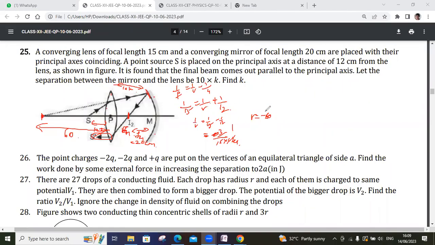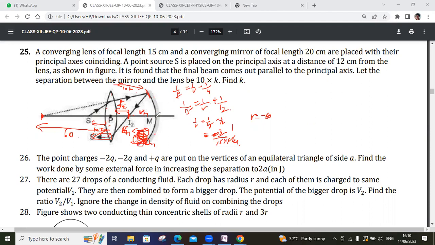So we got as minus 60. Actually, here the image is formed here and it is going parallel. It means for this lens, this ray should be going through focus, correct? So this is f of the lens actually. So this should be focal length of lens. This is not. This is image distance for this mirror. Right? So this is going through focus, so it is going parallel.